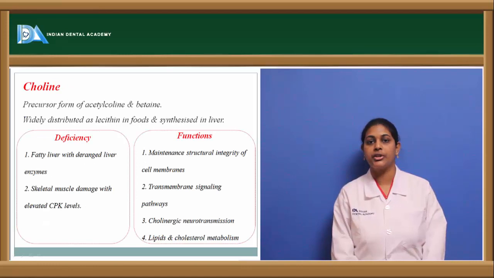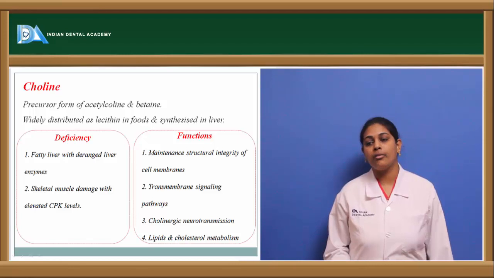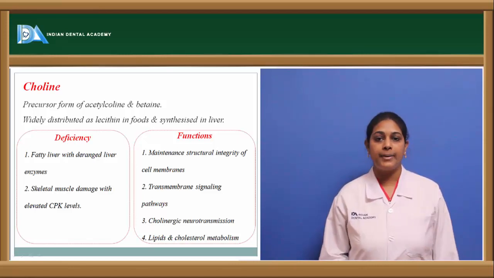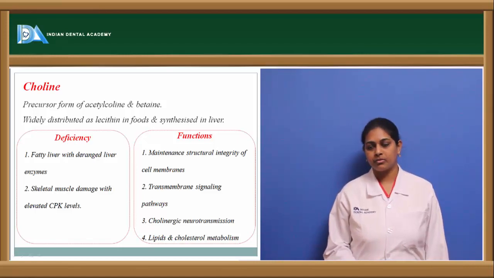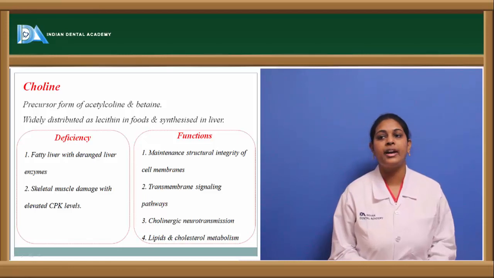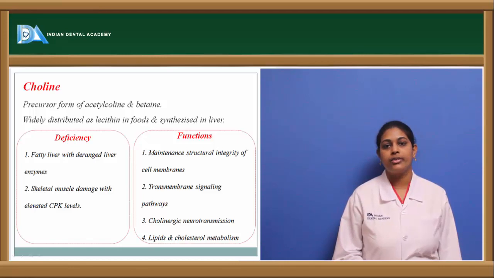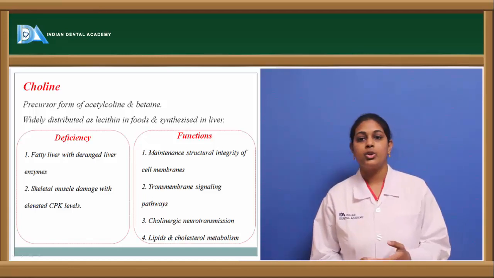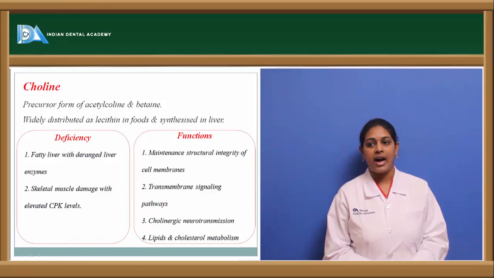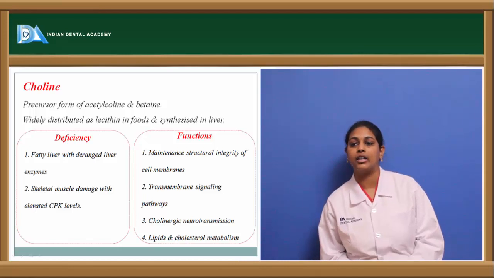Coming to choline, which is also a new addition to the group of water soluble vitamins, it is usually a precursor form of acetylcholine and betaine. So these are the two forms which are usually available in inactive or otherwise precursor form, which are being converted into choline by further metabolic biochemical reactions. So this choline is widely distributed in the form of lecithin in foods, as well as it is synthesized endogenously within the liver. So any deficiency in choline might result in fatty liver with deranged liver enzymes. Since it is synthesized in the liver, it might result in fatty liver.